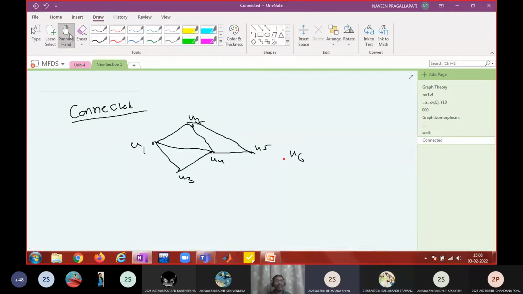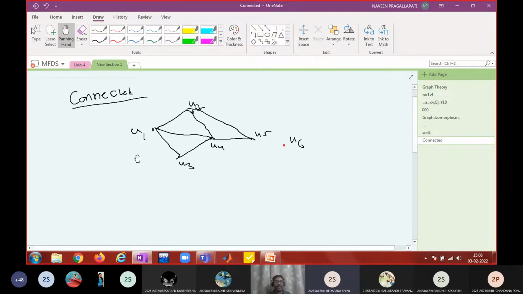So what do you mean by two vertices being connected? That means there is a walk between those two vertices. If there is no walk, then they are not connected; they are disconnected. So can you tell me which are disconnected? U6, sir. You cannot say with one vertex. Yes, U1 and U6. Or you can say U6 is disconnected from every other vertex. Yes, sir.